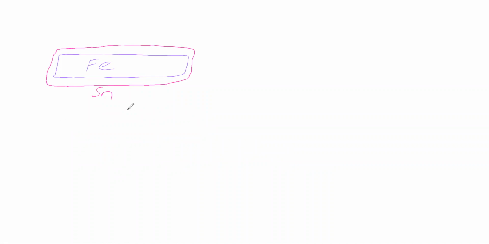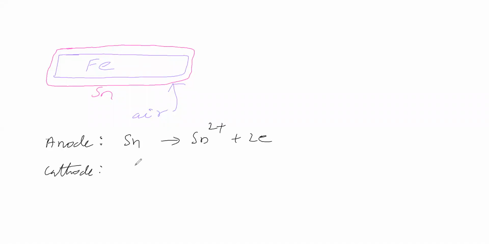Now we will consider atmospheric air. Atmospheric air is in contact with the tin but not iron. Therefore, tin undergoes anodic oxidation. Tin is converting into stannous, losing 2 electrons. The atmospheric air acts as cathode: oxygen takes 2 electrons from the anode and becomes O2 minus. O2 minus takes H plus from atmospheric air and becomes water. So now see, anodic process and cathodic process take place.